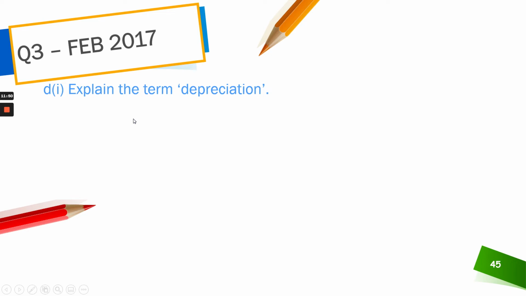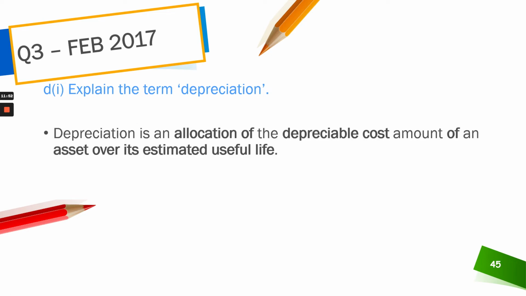Next one, you are asked to explain the term depreciation. This was just an easy thing. Remember, depreciation is actually an allocation of your costs or depreciable cost of the asset. Depreciable costs over its estimated useful life is how the plant is being used up. For example, in the period of 10 years, because 10 years is the estimated useful life. So the reduction in the value of the plant systematically, that is what you call depreciation.